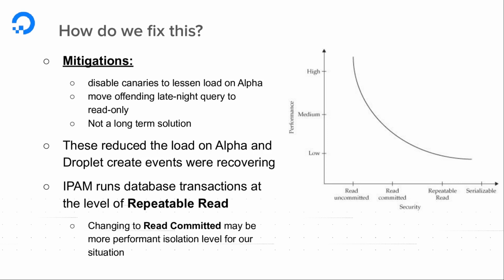And the result of this was that it decreased the load on Alpha by quite a bit. And it was able to help us get to the point where the droplet create events could succeed, but they were still delayed. So customers could start finishing their creates and actually have VPSs to use, but it did take much longer than expected. We also moved the offending late night query that kind of started the ball rolling in this incident to read only. So in the future, it will go to a read replica in the database cluster, and it won't affect the write node, which is the one that IPAM needs to talk to for allocating an IP.